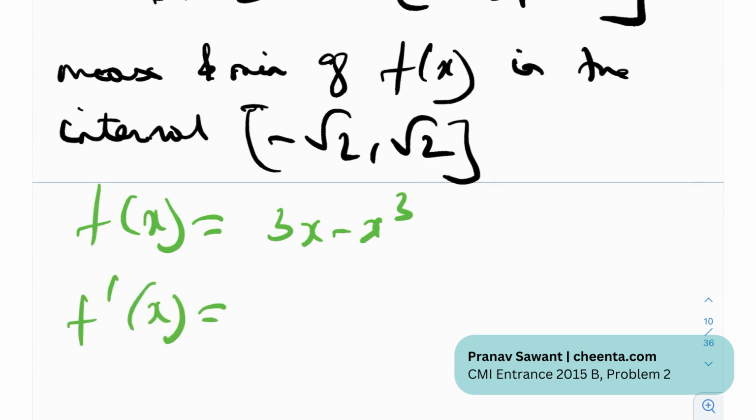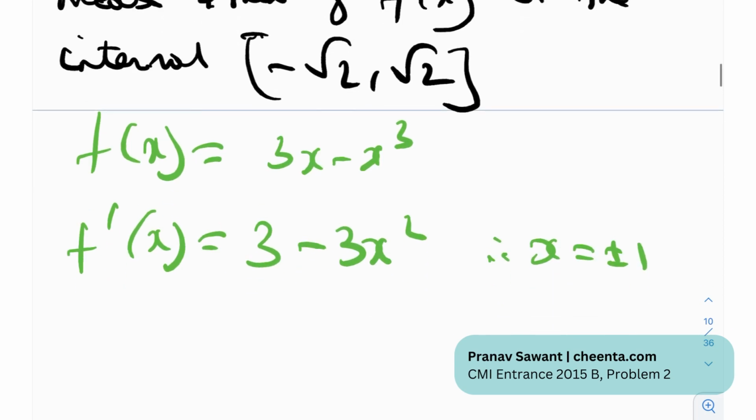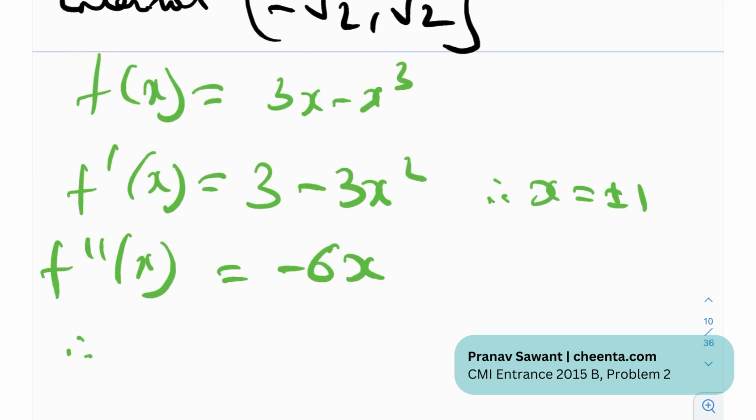So f prime of x will be nothing but 3 minus 3x squared. So the critical points would be x equal to plus or minus 1. And if I take the double derivative of this, I will get minus 6x, right? So therefore, we can also see that f of plus or minus 1 will give us a maxima or minima, right?